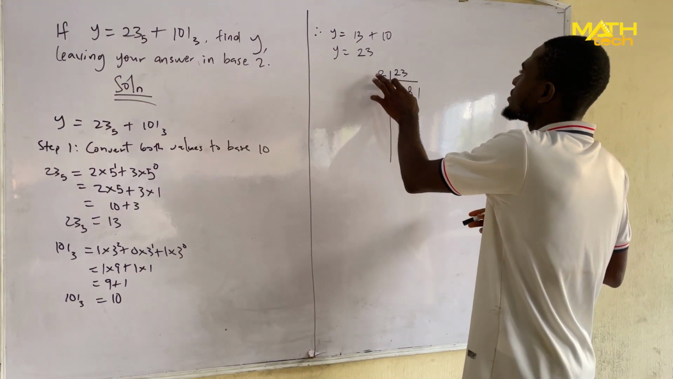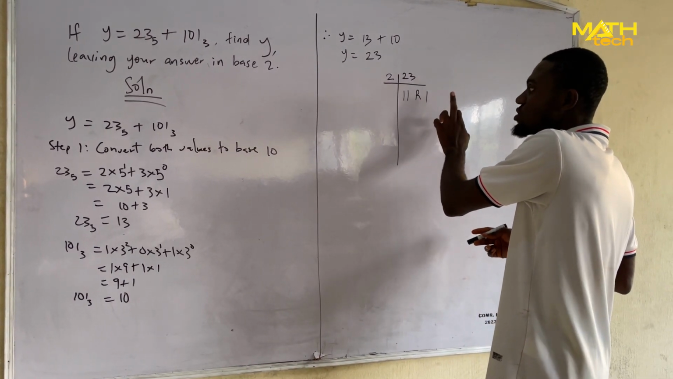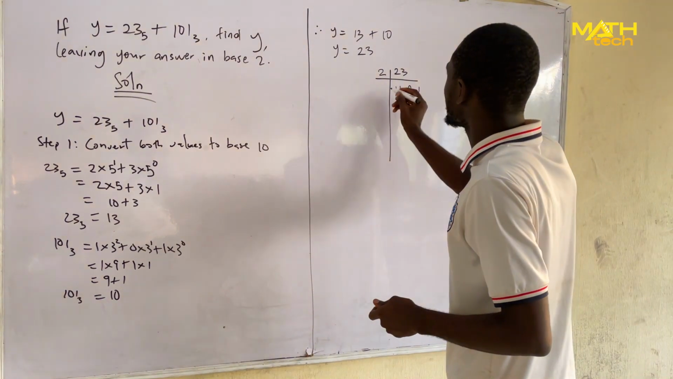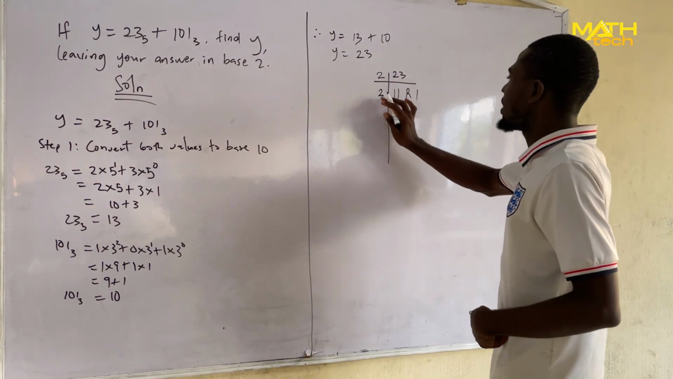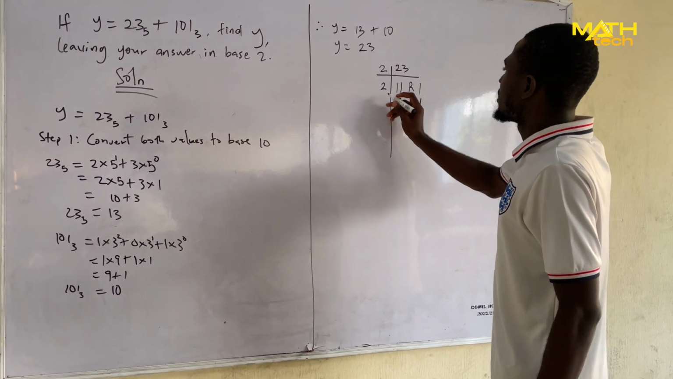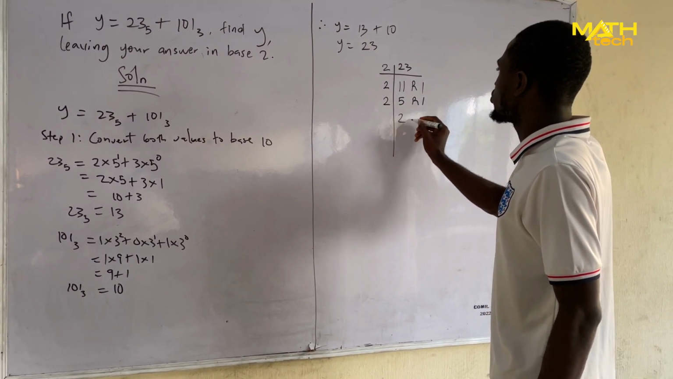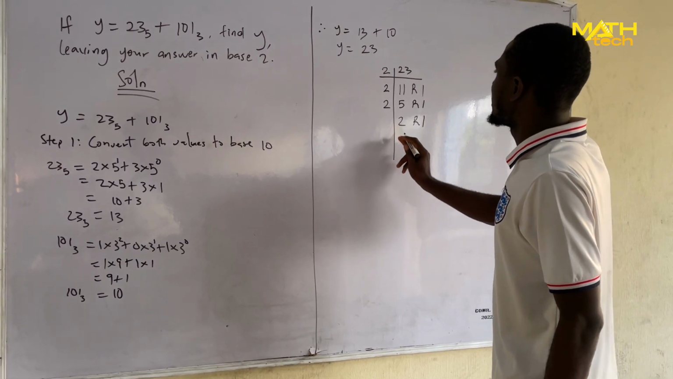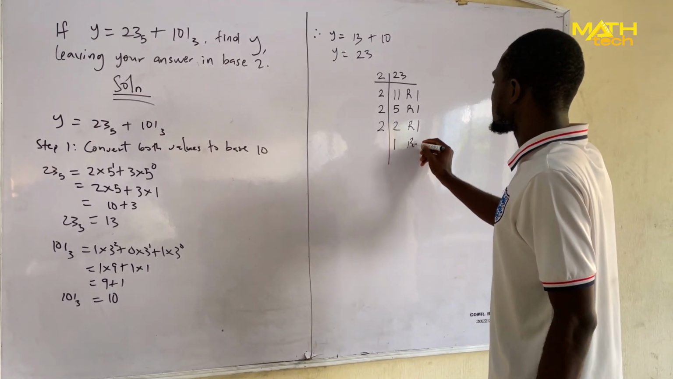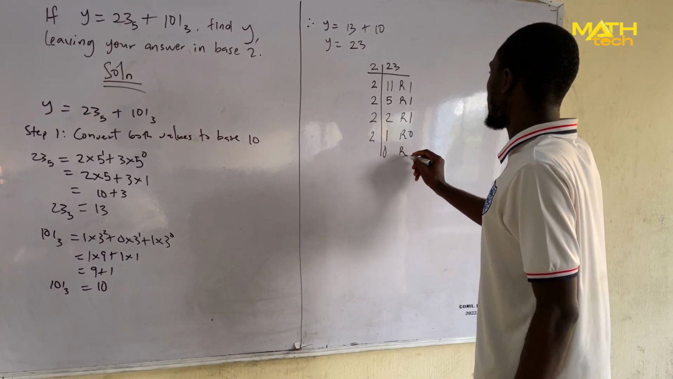So 23 divided by 2 will give us what? 11 remainder what? 1. And also in successive division, we go here, we have 2. 11 divided by 2 here will give us what? 5 remainder what? 1. Same thing here, 5 divided by 2 will give us what? 2 remainder 1. And 2 divided by 2 will give us what? 1 remainder 0.